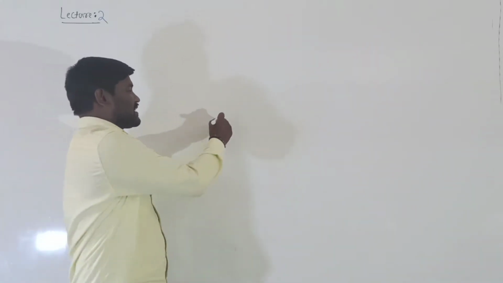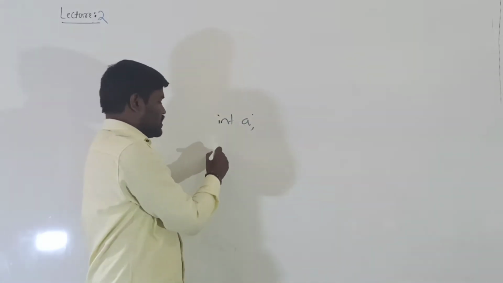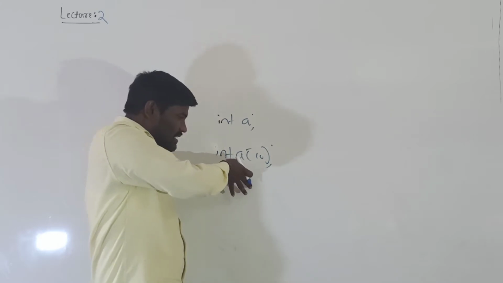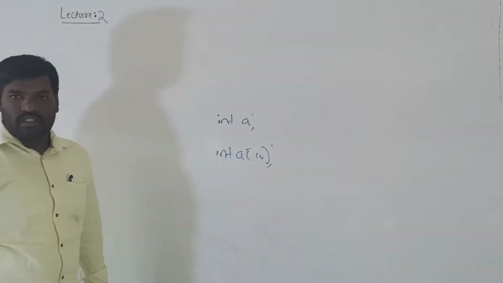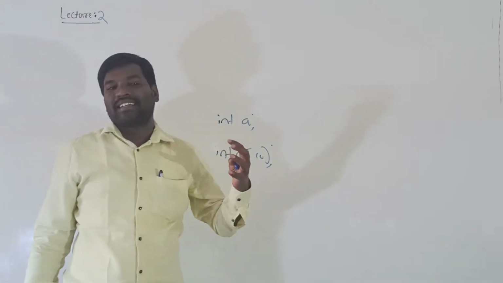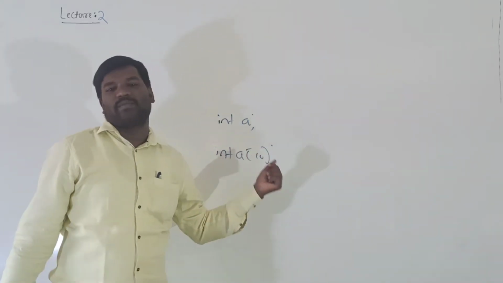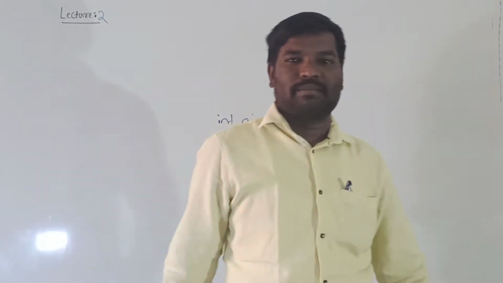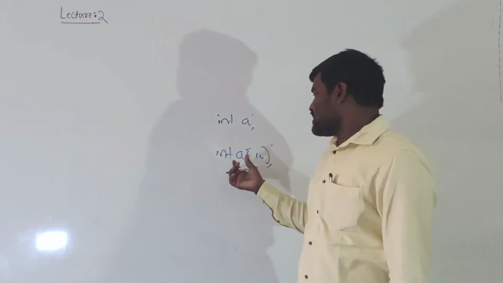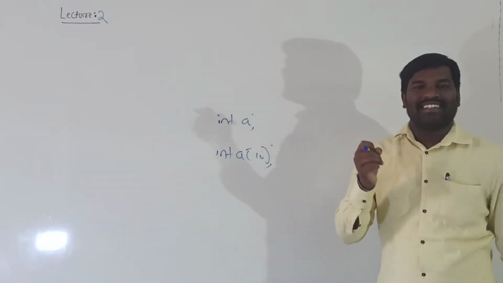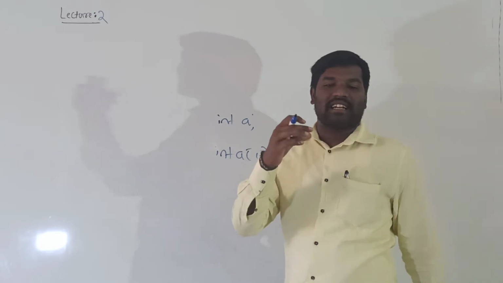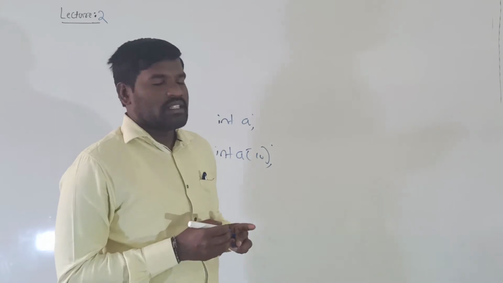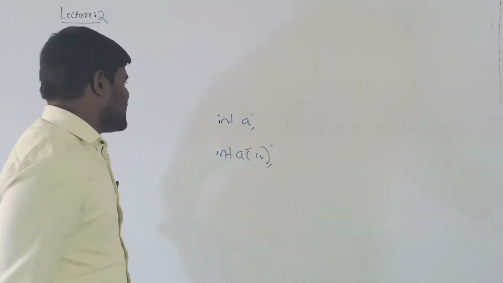For example, if I declare int a, it is a primitive. Here int a of 10 means it is a collection of elements. Here a can hold 10 integer values, but basically it is derived from primitive data structure. Linear means again it is the same kind of elements. Non-linear means the elements are connected to several nodes. Okay, so now we have to study linear data structure.